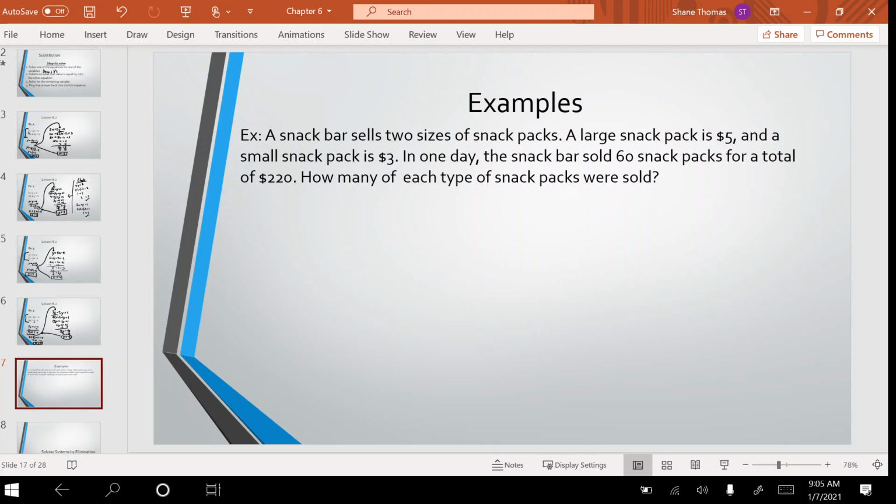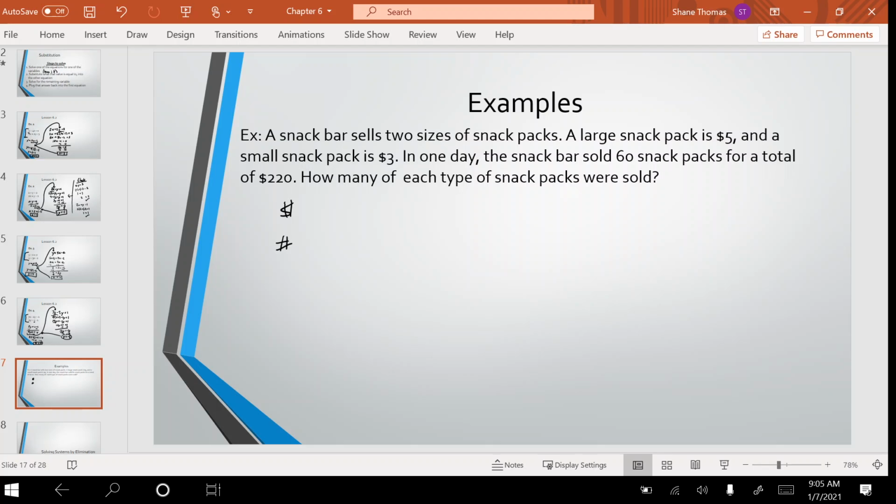1, let's worry about the number. 2, let's worry about the money. Okay? Those are the 2 different things we're looking at. So I'm going to do a money equation, and I am going to do a number equation. All right, that's where I'm going to get my 2 equations, and I'm going to use substitution to solve. So let's do the number one first. That one's easier. How many did I sell in that day?